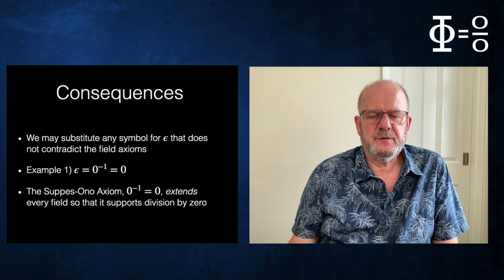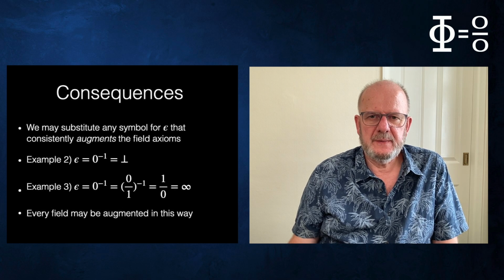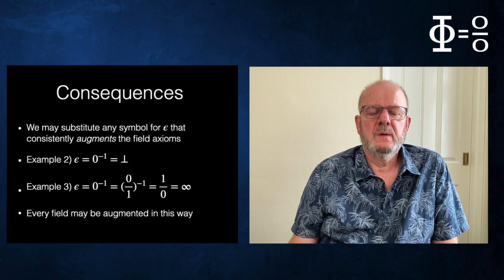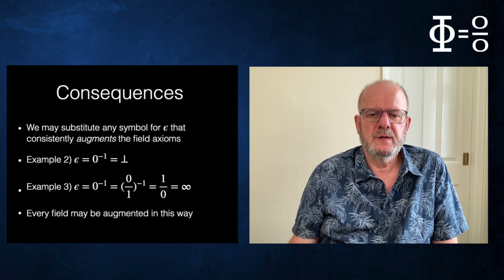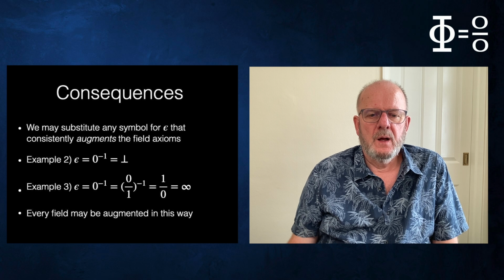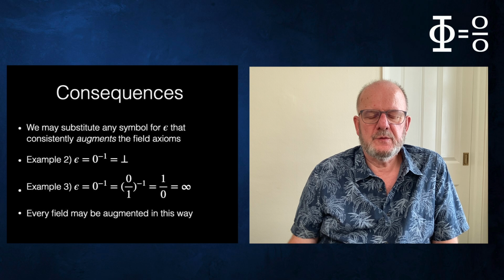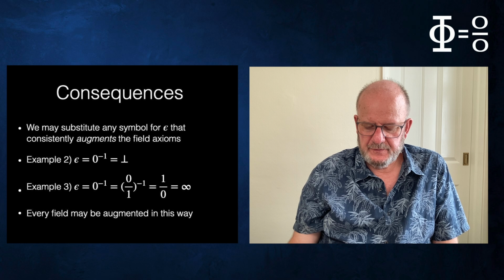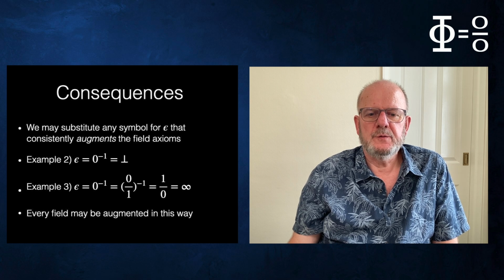Now, we don't have to extend axioms. We can instead augment them. Augmenting means we add something to a field, but what we add doesn't have to obey all of the existing rules. We're creating some new kind of structure. We're creating an augmented structure. The second example is that we choose epsilon equals 0 to the power minus 1 and replace it with bottom. And lots of different kinds of division by 0 use bottom.